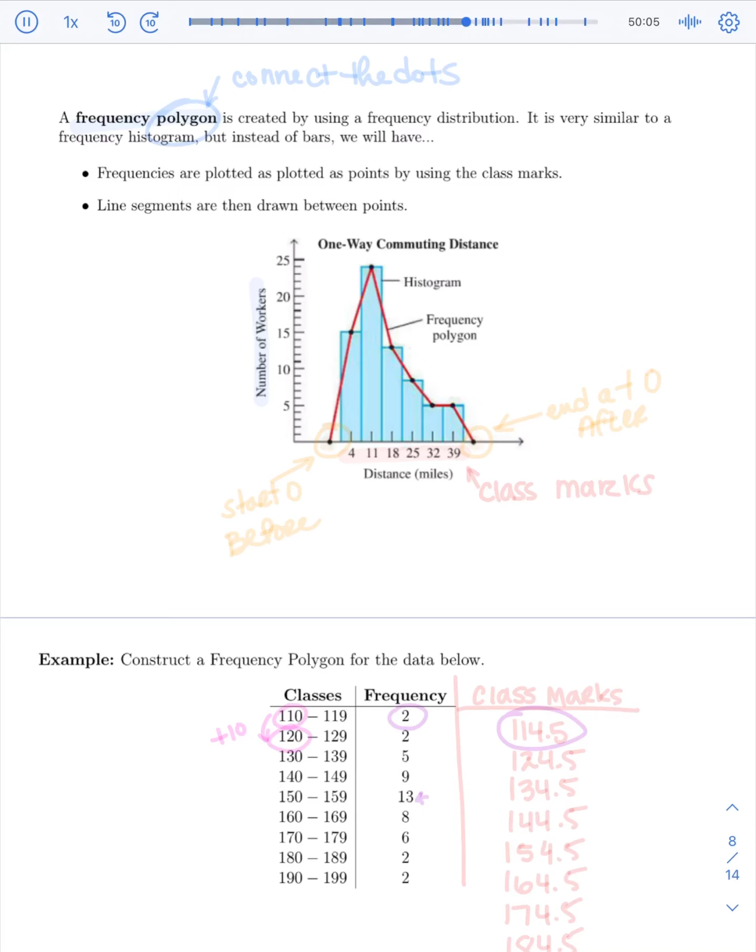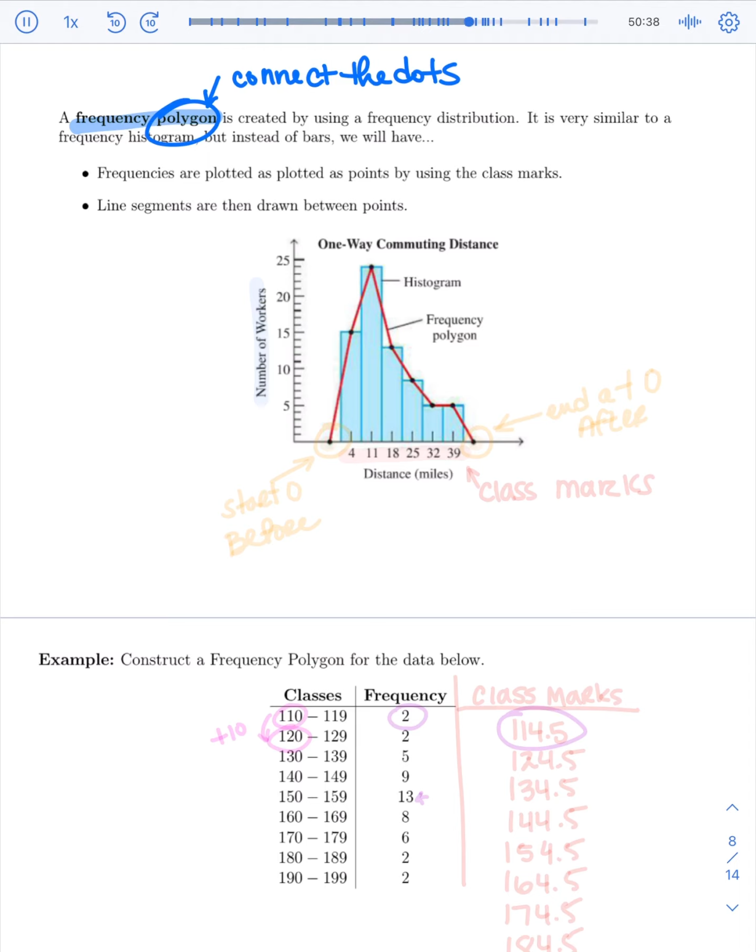Want to talk about is what's called a frequency polygon. A frequency polygon is basically the same idea as a frequency histogram, except instead of bars like the histogram has, the polygon means we're making a shape. So we're going to play connect the dots. We're going to make dots and connect them. So the polygon here is where you make points.